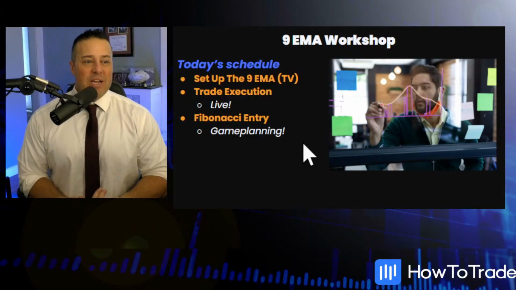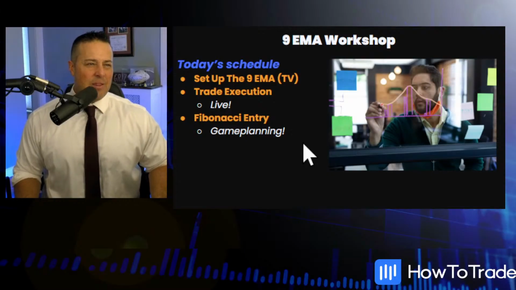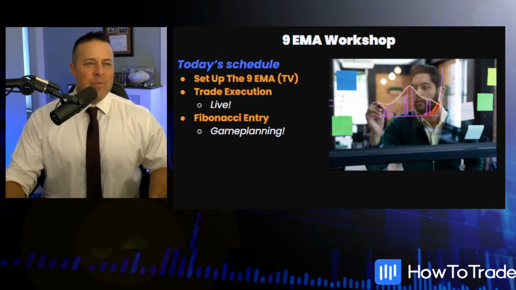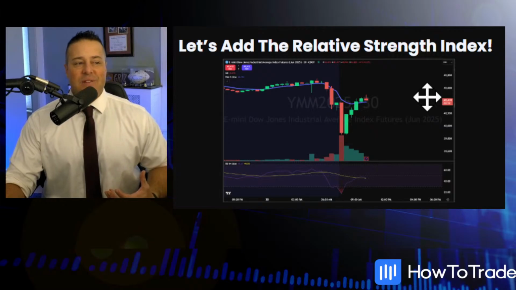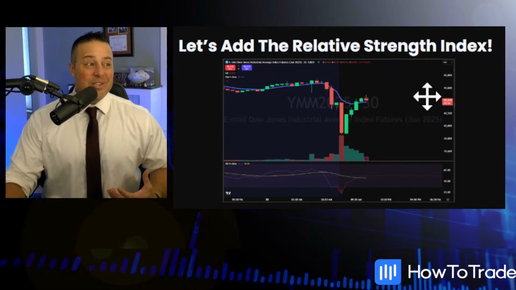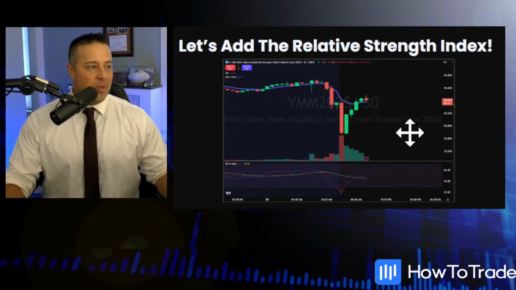Then we're going to do some trade executions, and maybe if we have time, we'll do some Fibonacci entries. I doubt it, though. We very rarely have time here. So the 9 EMA is a relatively simple strategy. And remember, when we go on short time frames, it's a great complement with the relative strength index. So we want to make sure that we understand what the RSI is, and I'm going to go ahead and show you how to get set up and running on TradingView and MT5.